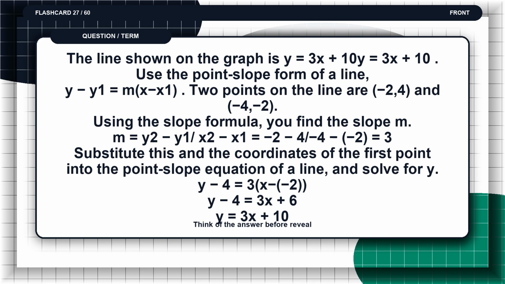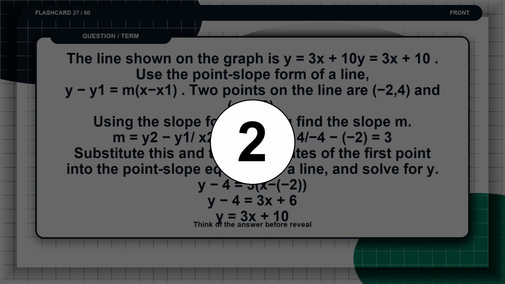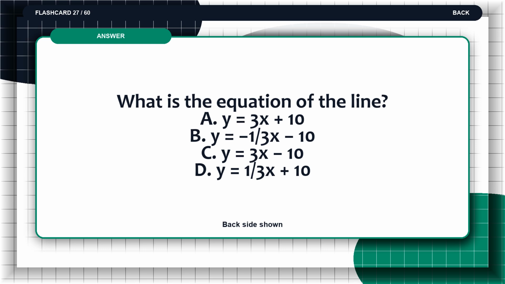Think of the answer before the reveal. The answer is, what is the equation of the line? A: y equals 3x plus 10, B: y equals minus 1 over 3 x minus 10, C: y equals 3x minus 10, D: y equals 1 over 3 x plus 10.